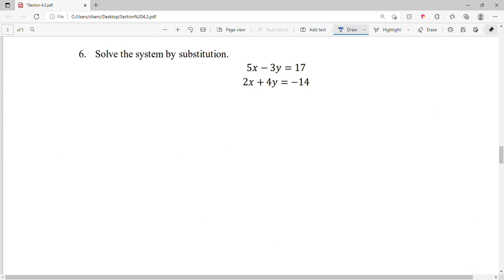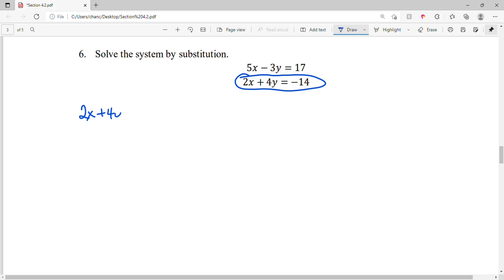In example 6, again we'll use the substitution method. This one's a little bit more difficult to use. I can solve for x or y in any equation that I want. For me, it looks like the easiest equation to solve for is the second one, and the easiest letter to solve for is x. Let's do that.